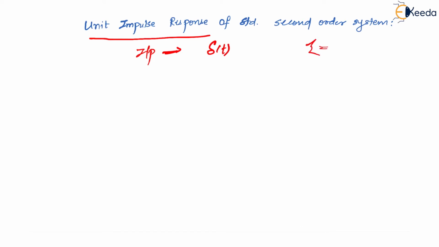Those will be the four cases. What are the four cases? When zeta is 0, zeta lies between 0 and 1, zeta is greater than 1, and when zeta is equal to 1. We will try to see what happens inside the system whenever zeta is 0, or between 0 and 1, or greater than 1, or equal to 1. That is our intention. So the first case, let me have the first case.